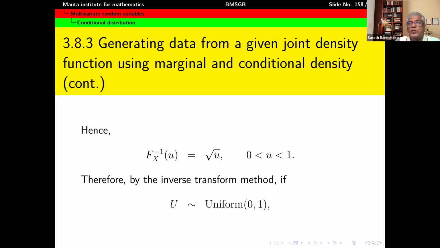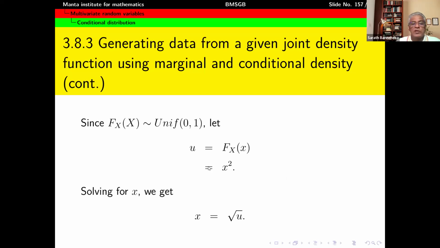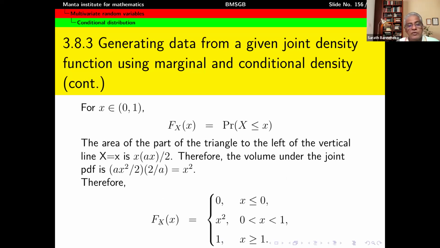So therefore, if you get some data from a uniform distribution, suppose this u is uniform on 0, 1, and you take the square root of those values, they will have the CDF given by this function here.